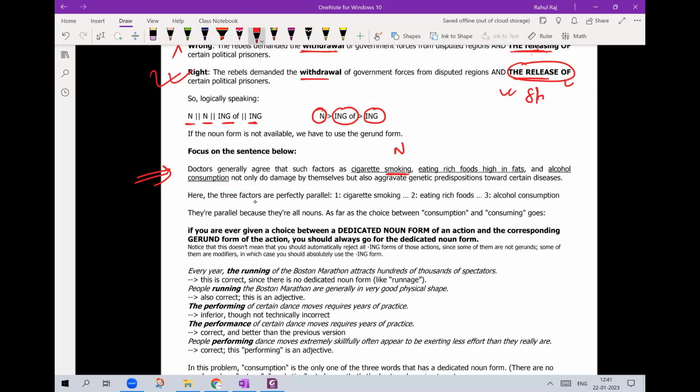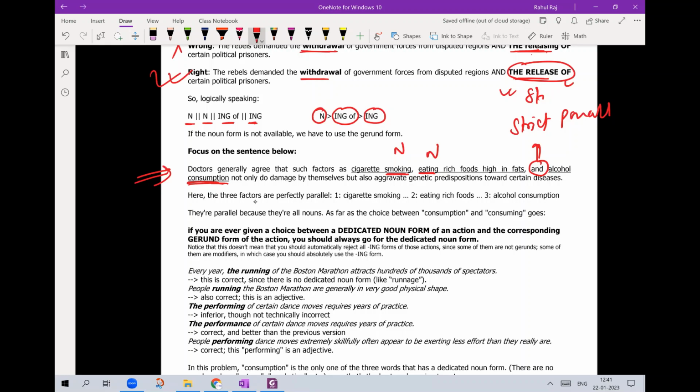So doctors generally agree that factors such as cigarette smoking, eating rich foods high in fat. What is eating? Noun. And 'and' requires a strict parallelism. Whenever you see the word 'and' or 'but', it requires a strict parallelism. Now you have said cigarette smoking, noun, eating rich fat, and alcohol consumption. So please understand, if you write consuming alcohol, you are doing a disaster, because alcohol consumption is a standard noun that is available to you.